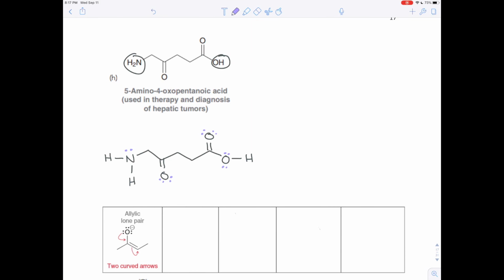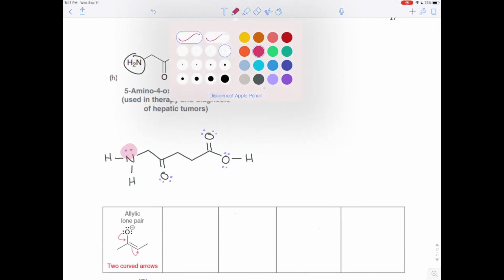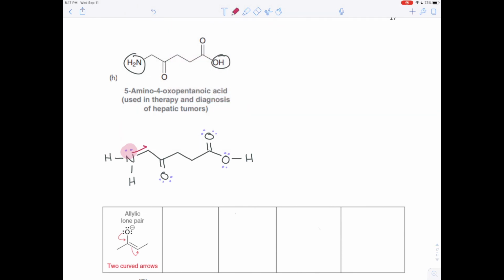Okay, now that we have the lone pairs drawn in, we can recognize resonance patterns more easily. Let's look at these one by one and see if they are allylic lone pairs. Is this lone pair allylic? It's not, because if you go one atom over, it's not an atom in a double bond. So it's not allylic.